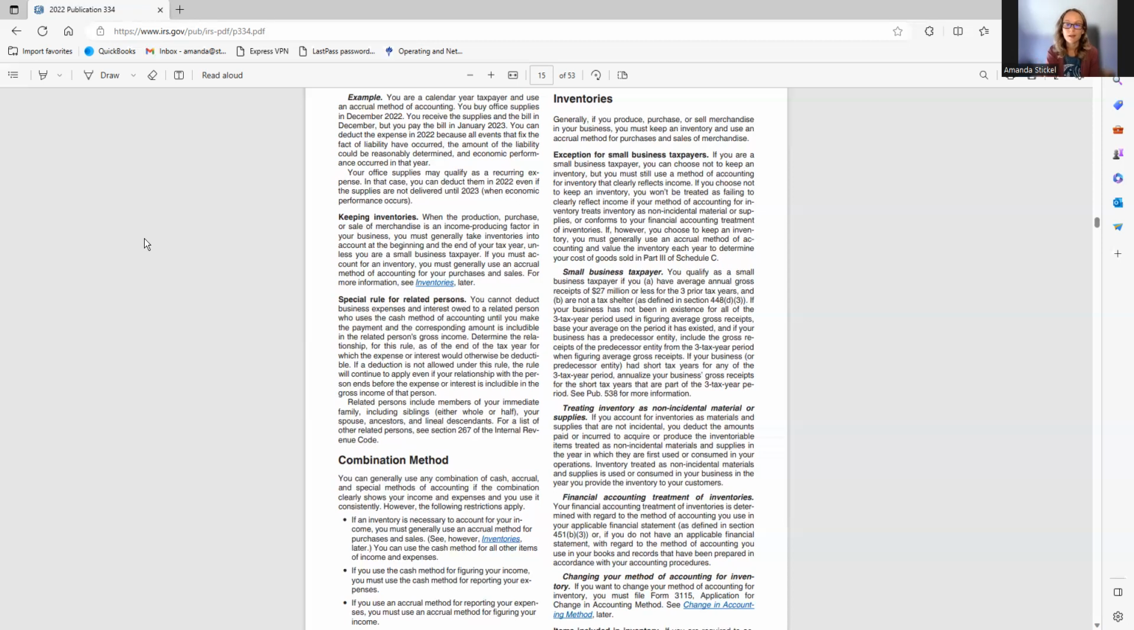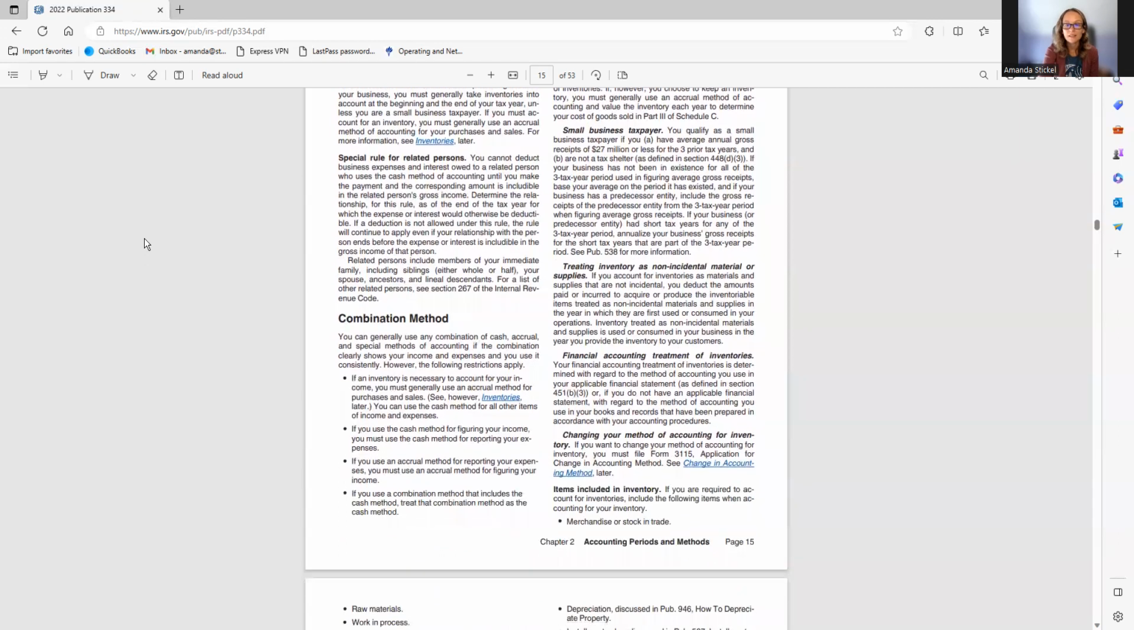If your business has not been in existence for all of the 3 tax year period used in figuring average gross receipts, base your average on the period it has existed. And if your business has a predecessor entity, include the gross receipts of the predecessor entity from the 3 tax year period when figuring average gross receipts. If your business or predecessor entity had short tax years for any of the 3 tax year period, annualize your business's gross receipts for the short tax years that are a part of the 3-year period. See Publication 538.